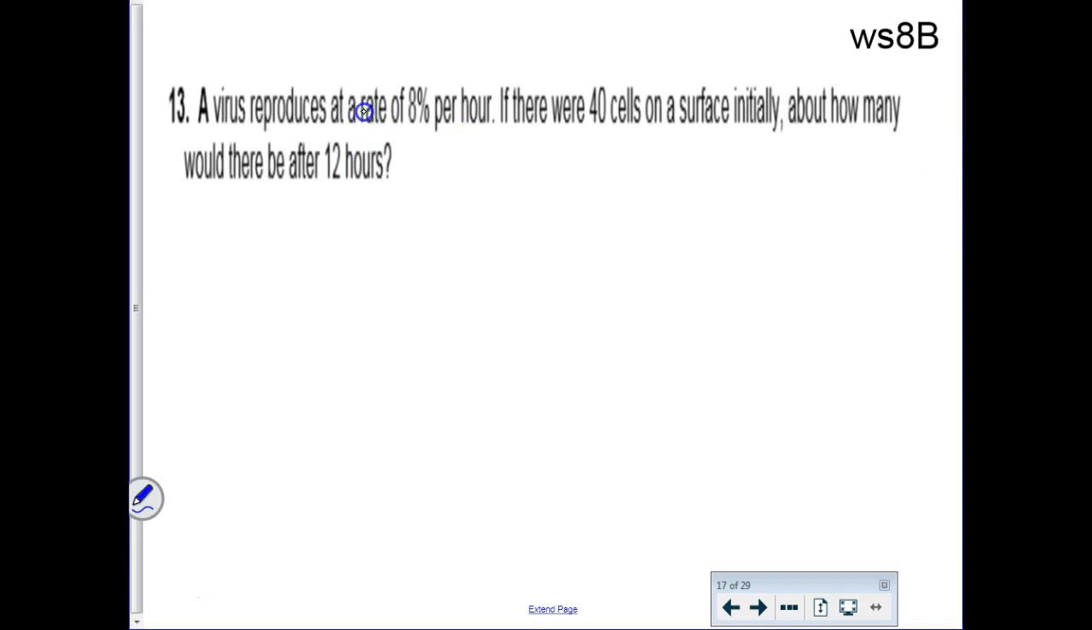Like a good mom. All right, so a virus reproduces at a rate of 8% per hour. There were 40 cells initially. How many will there be after 12 hours? So this is where everyone starts panicking because they're like, wait, is it like what we used to do or is it like this new stuff? And the answer is it's both.